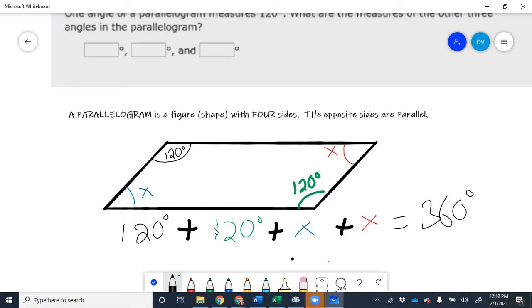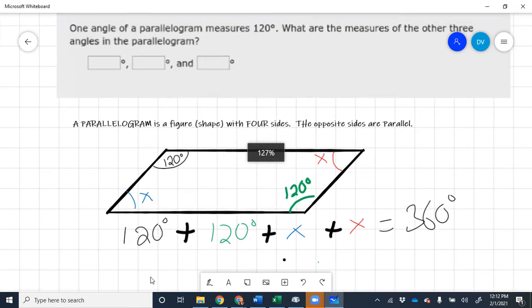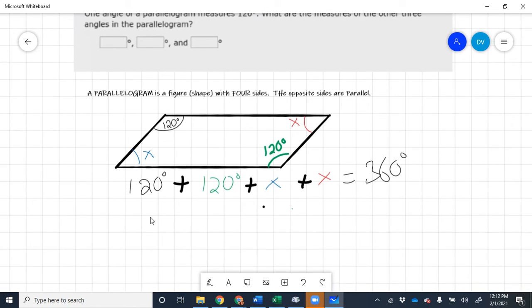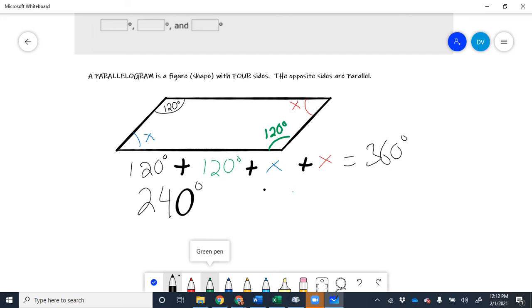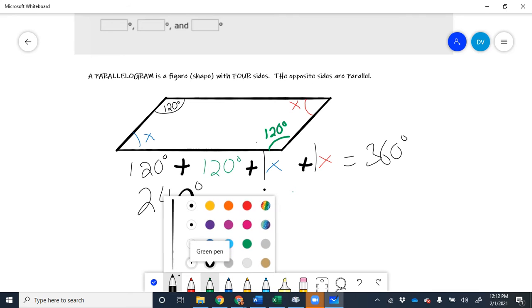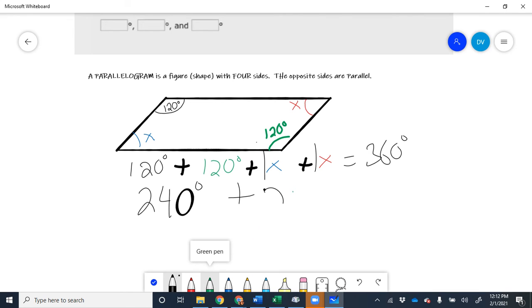Tell me when you're ready. Good. Now, my question is, is this equation hard to simplify or hard to solve? What could we combine first? 120 plus 120, won't that give us 240? Can't we also combine the x's? This is 1x and 1x, so won't that be 2x? And 360 degrees. Good.